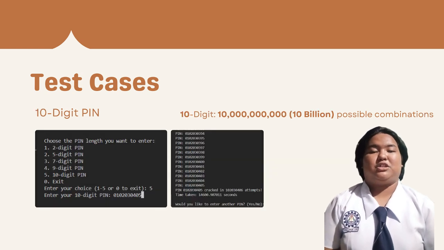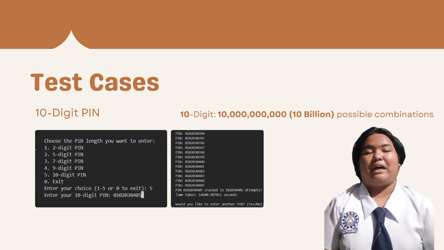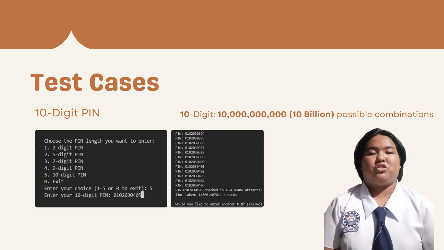Now, a 10-digit pin. The combinations jump to 10 billion. Notice the significantly longer time it takes to crack. This demonstrates the exponential increase in difficulty as the pin length grows. We can see that adding just one digit adds an order of magnitude to the time needed to crack the pin.